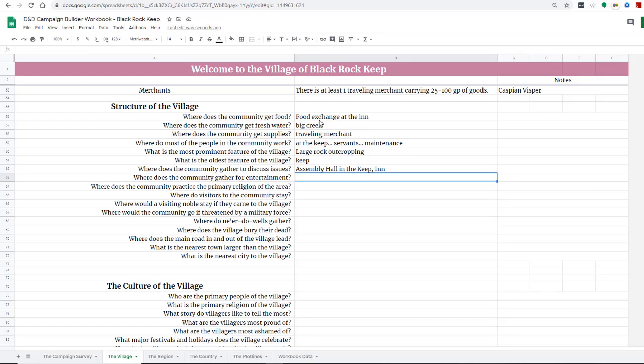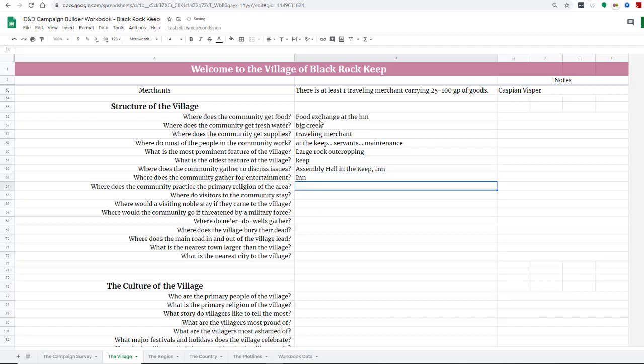So you can see that if Captain Liera, Lieutenant Toriak have something to discuss with the community, they get everybody in the assembly hall in the keep. That's where they can exert their authority. But for day-to-day kind of discussions, people will meet up at the inn. That is where they do their bartering. That's where they exchange news. So you have these two locations. Where does the community gather for entertainment? That'll also be at the inn.